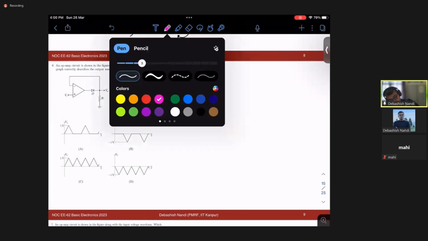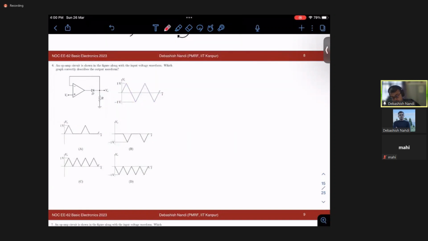Okay, this is quite interesting. Okay, let me choose red color. An op-amp circuit is shown in the figure along with the input voltage waveform. Which graph correctly describes the output waveform, right? So this is your input waveform and this is your circuit, right?